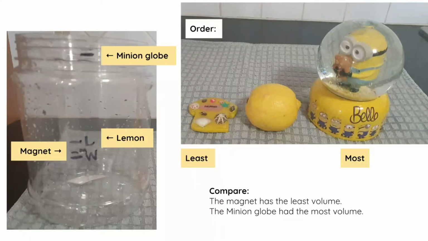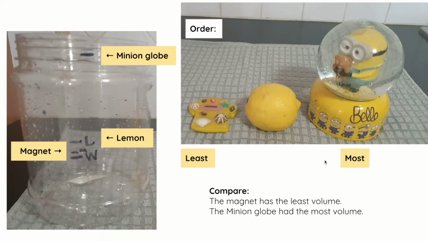On the left, you can see the marks that were made for the minion globe, the lemon and the magnet, and the last mark at the bottom was the water level where the water started. And on the right, you can see how I've ordered them from least to most and compared them below, saying the magnet has the least volume and the minion globe had the most volume.